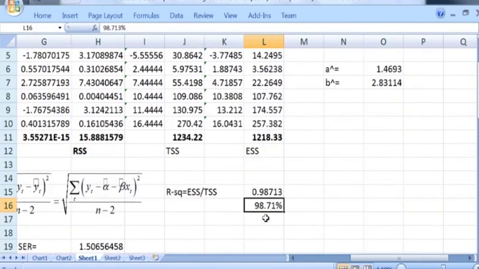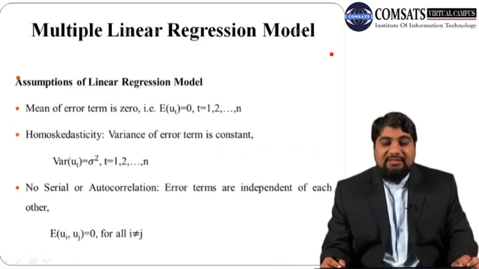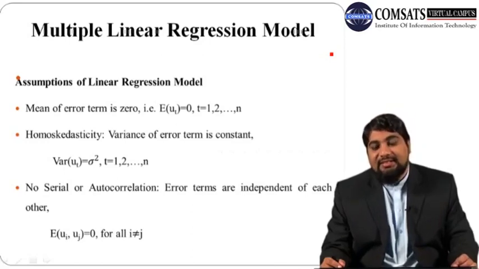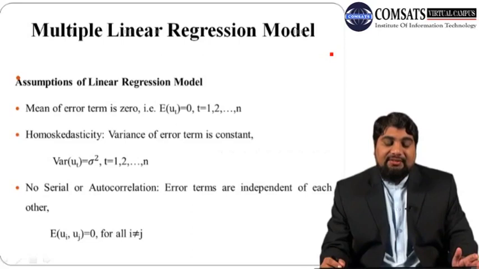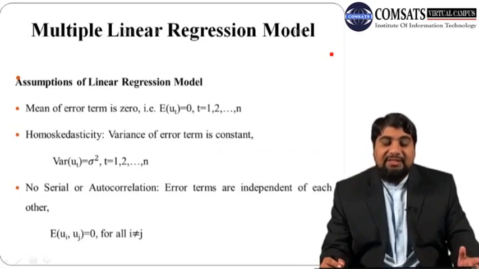So this is how we can calculate different numbers in case of a simple linear regression model. Let us discuss the assumptions of the linear regression model. This model is also called the classical linear regression model. Now I am going to discuss the assumptions of the linear regression model, and these assumptions are valid for simple as well as multiple linear regression models.